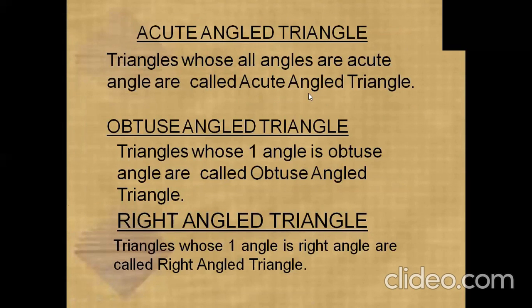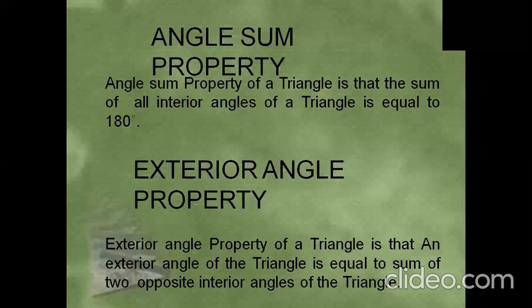Again, let me explain that according to the angles, triangles whose all angles are acute, that means less than 90, are called acute angle triangles. Obtuse angle triangle means one angle is obtuse, that is, one angle is more than 90 but less than 180. Right angle triangle means one angle is equal to 90 degrees, then the triangle is said to be right angled.